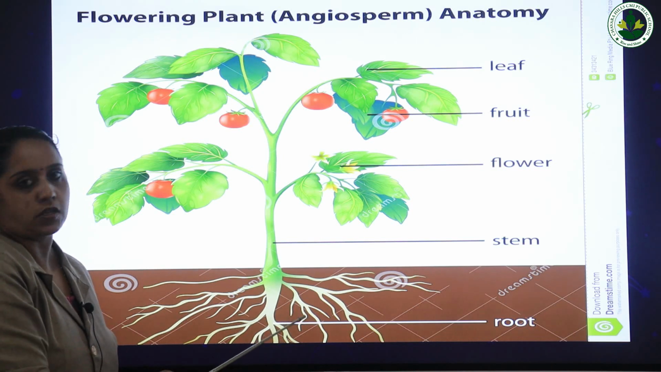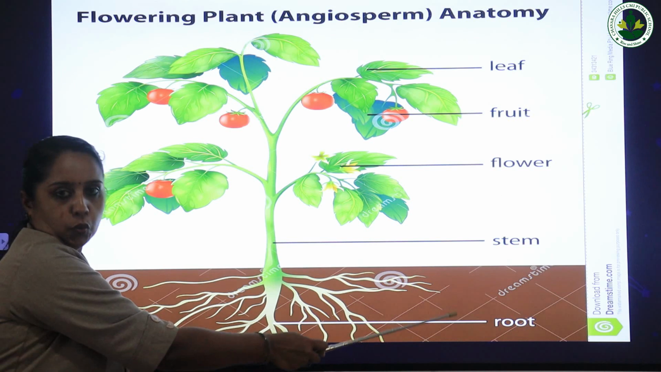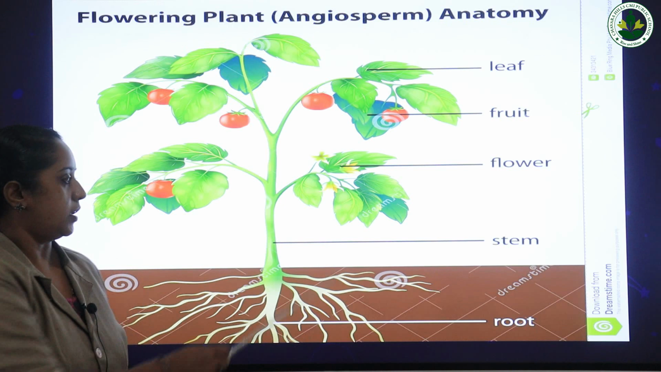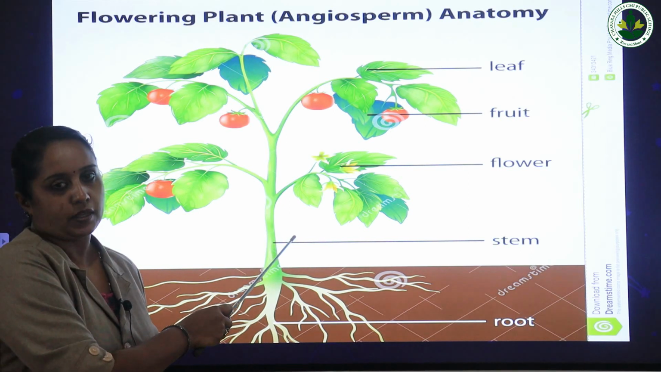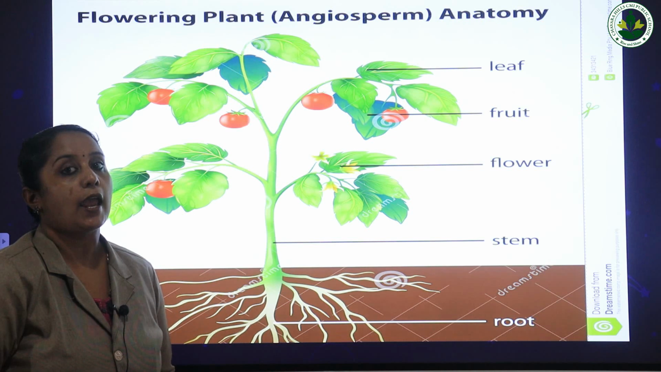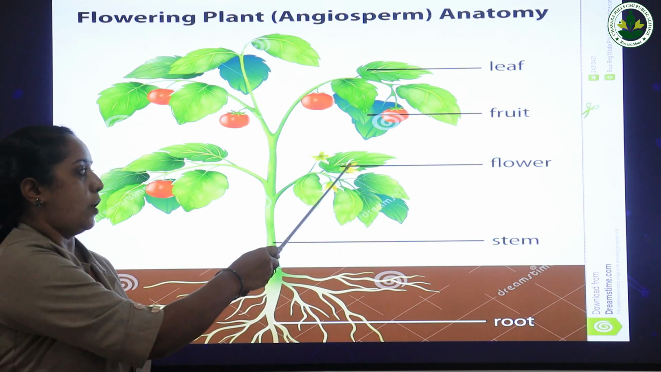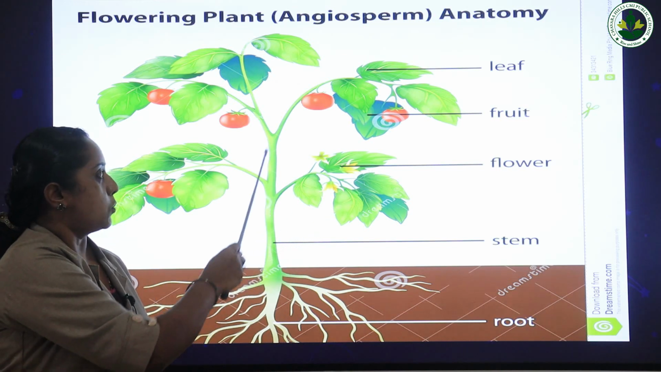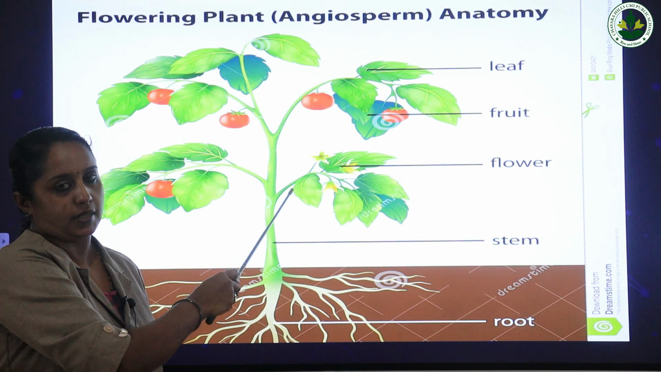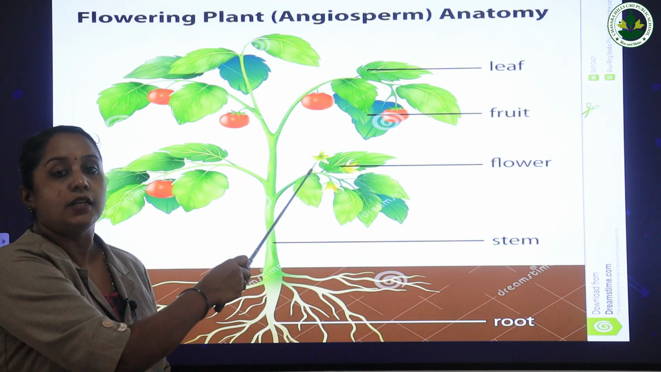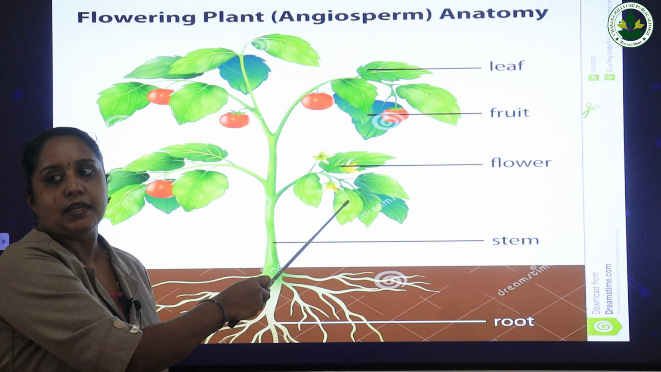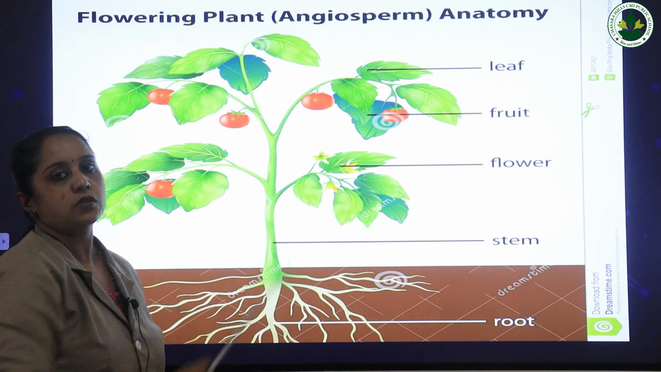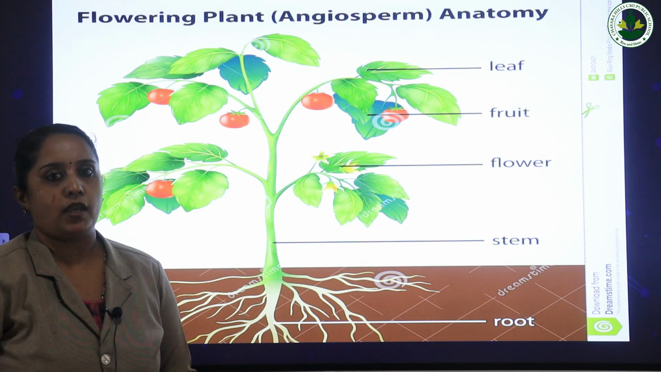So let us revise the parts of the plant once again. First we have the root. Where do we find the root? We find the root under the ground. Now again comes the stem. Stem is the part of the plant which we see above the ground. Now you can see the leaf. Leaf is green in color. Now here you can see the small branches of the plant, and on the branches we have the leaves. So leaves are green in color. Then here you can see the flower, and this is the fruit. So these are the main parts of a plant.